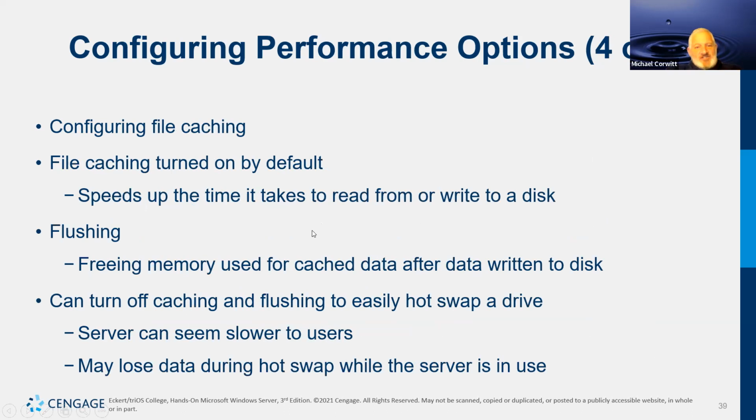Configuring file caching. File caching is turned on by default and speeds up the time it takes to read from and write to a disk. Flushing frees memory used by cache data after it is written to disk. You can turn off caching and flushing to ease a hot swap of a drive. The server can seem slower to users and may lose data during the hot swap while the server is in use. So I wouldn't recommend doing a hot swap while the server is in use.